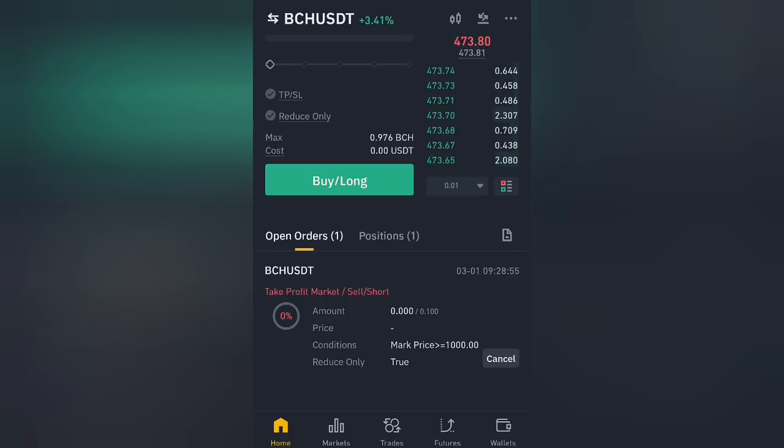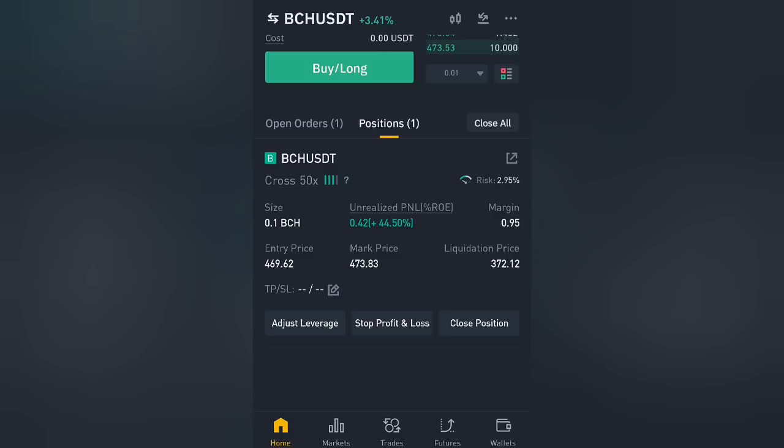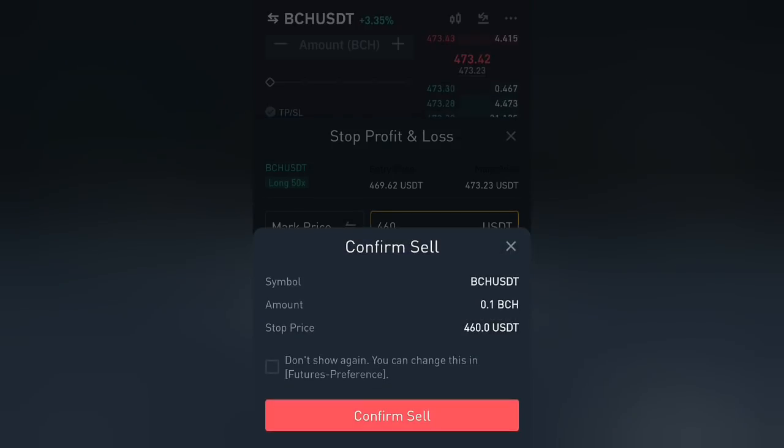And for your stop loss, you would have to go back to the same place, click on stop profit and loss. I want to put my stop loss at around 460. Now when I put my stop loss at around 460, as you can see, the estimated PNL would be minus 0.96 USDT. Price goes down to 460, I would be losing this amount. Understand? And I'll click on confirm, confirm sell.